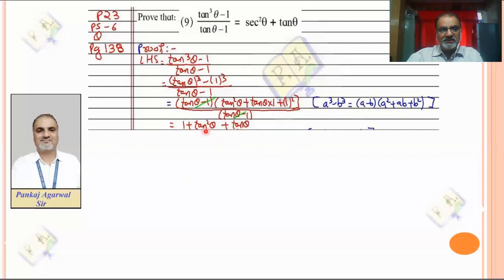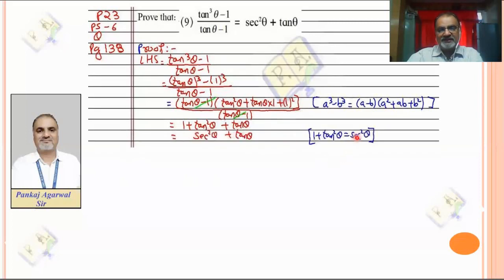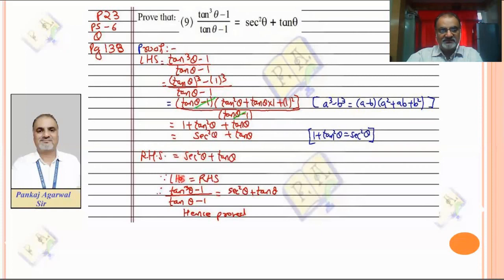What is 1 plus tan square theta? Of course, it's an identity, sec square theta. So it can be written as sec square theta plus tan theta, which is equal to RHS. Since LHS equals RHS, rewrite your final answer.